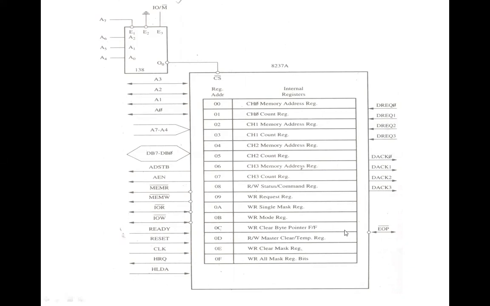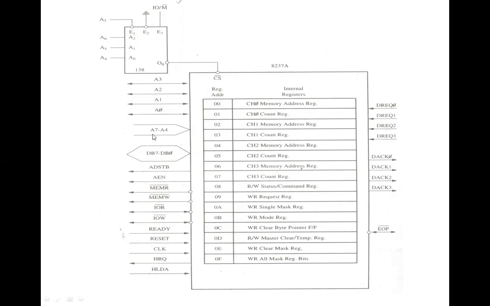Then we have A0 to A3. These are address lines. These four least significant address lines are again bidirectional tri-state signals. In the idle cycle, they are inputs and are used by the 8237 to address the control register, whether it has to be loaded or read.